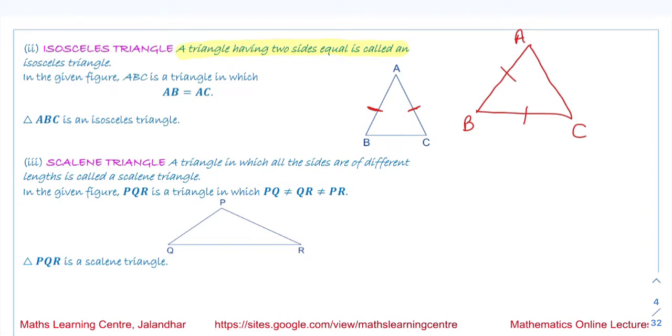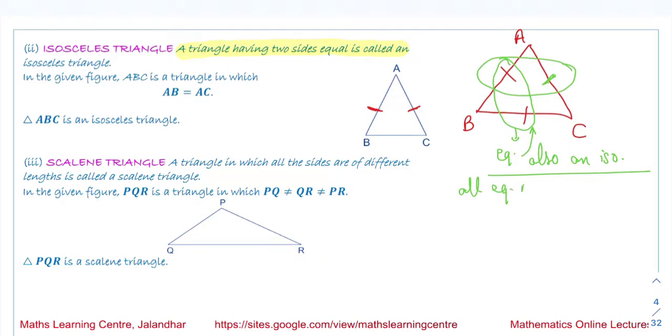Now one important thing to note is, suppose a triangle has all 3 sides equal, so it is an equilateral triangle. Now this triangle also has 2 sides equal, so it is also an isosceles triangle. So we are saying all equilateral triangles are isosceles triangles.